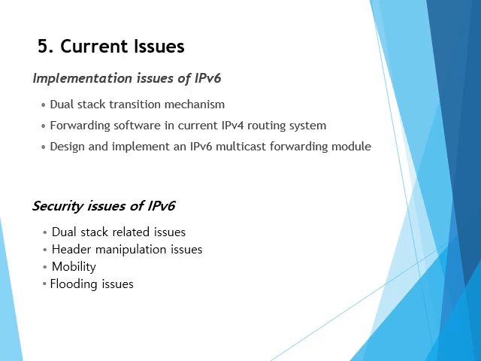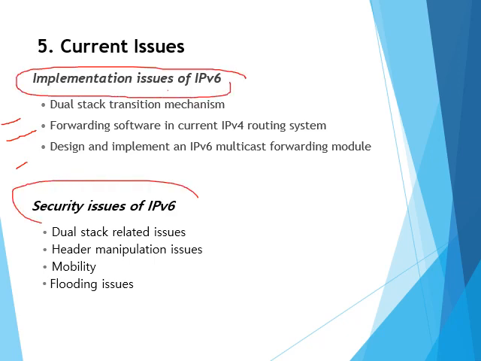IP version 6 still has limitations because it has some issues. First are the implementation issues: dual stack, transition mechanism, forwarding software in the current IPv4 routing system, and design and implementation of the IPv6 multicast forward module. You also have security issues, such as dual stack related issues because it combines version 4 and version 6, header manipulation issues, mobility, and flooding issues.